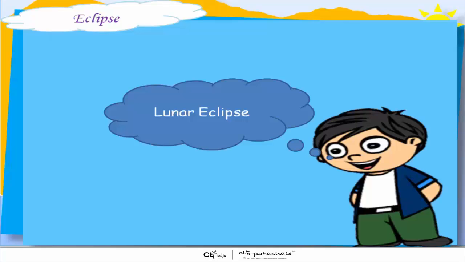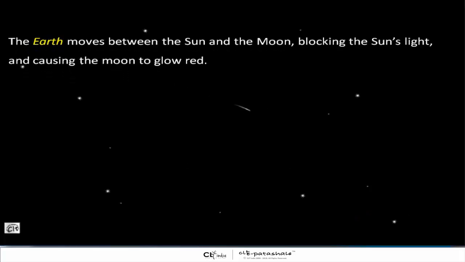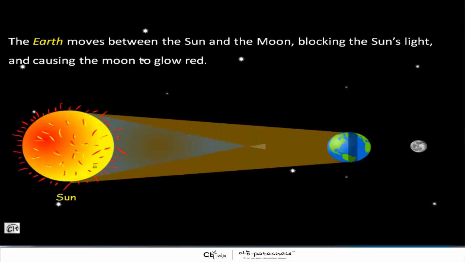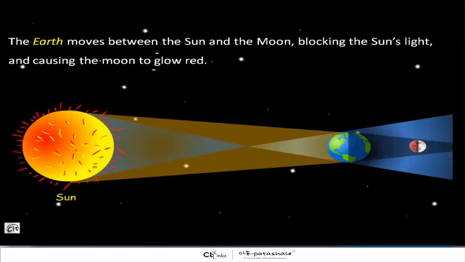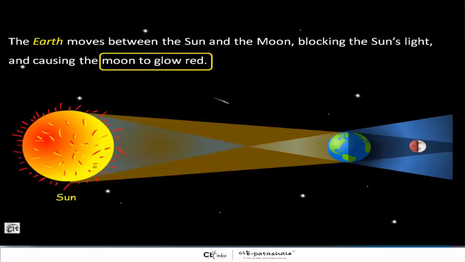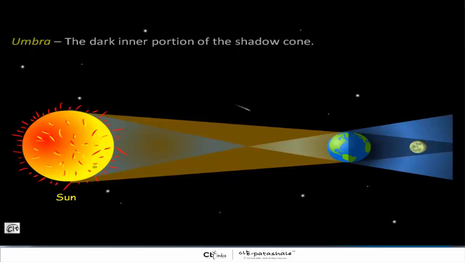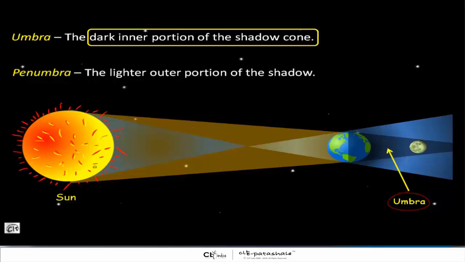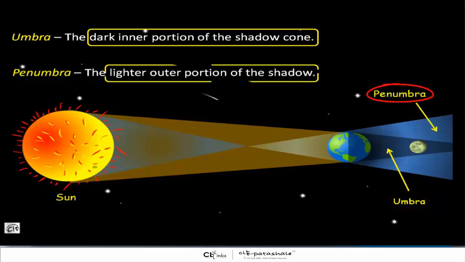Lunar Eclipse. The Earth moves between the Sun and the Moon, blocking the Sun's light and causing the Moon to glow red. Umbra, the dark inner portion of the shadow cone. Penumbra, the lighter outer portion of the shadow.